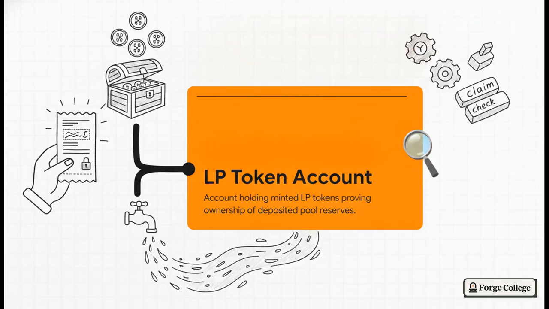Once you've submitted that deposit and it confirms, you need a receipt. That's your LP token account. This specific account holds your newly minted liquidity provider tokens, which act as a cryptographic claim check proving your ownership of the deposited pool reserves on the DEX. Reading this account post-confirmation is absolutely crucial. It's the only way to verify that your deposit actually worked, that the tokens were minted, and that the water is indeed flowing exactly as you instructed.